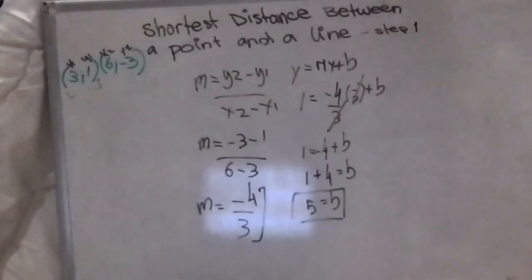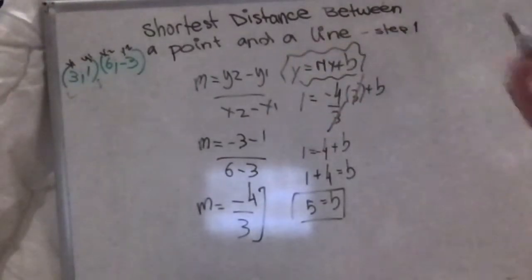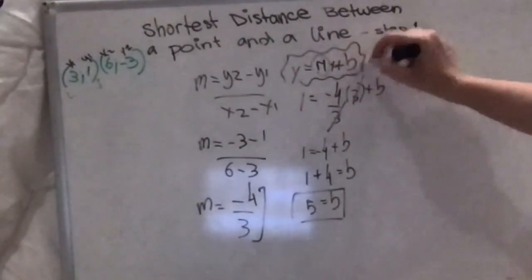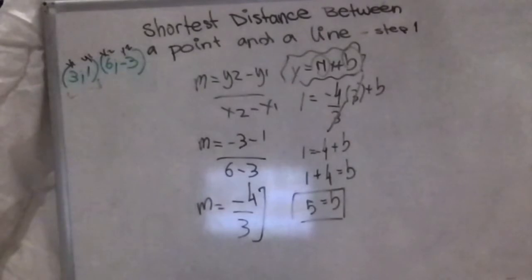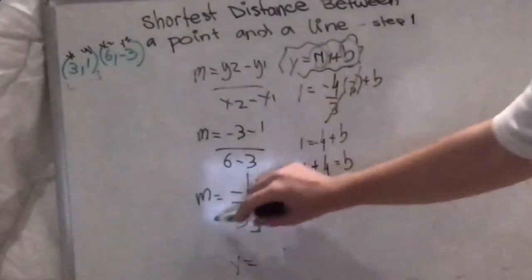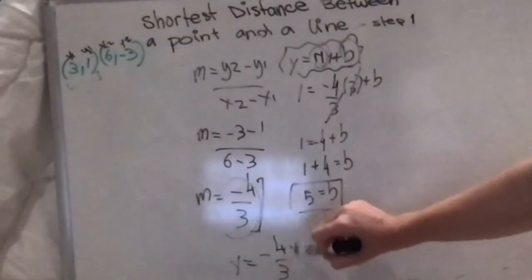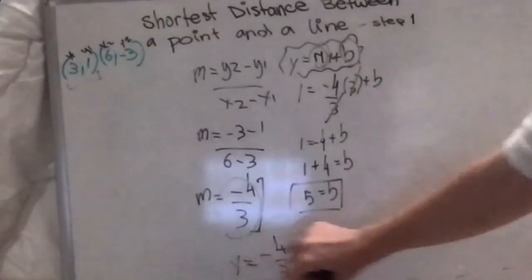Now with this, we can calculate the formula that will be used in the following steps. So we use this as a reference and we just replace m and b, which are the two numbers that we just calculated. So we do y equals minus 4/3 times x plus 5.